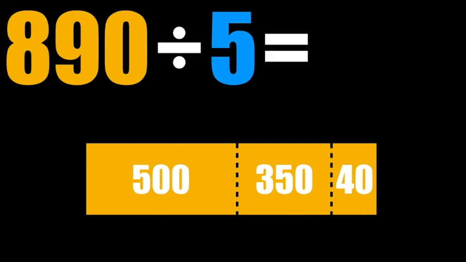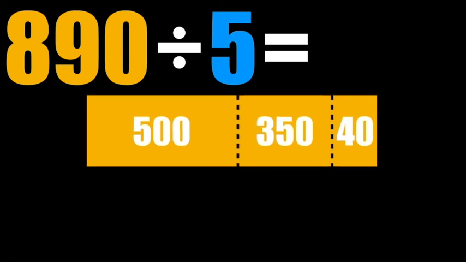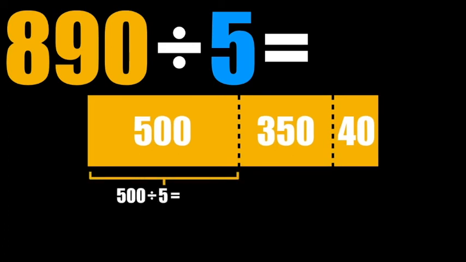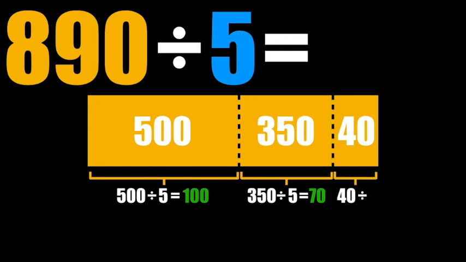All right, so now we've split our dividend. Now it's time to divide all those values by 5, our divisor. 500 divided by 5 is 100. And then 350 divided by 5. We know that 5 goes into 35 7 times, but we have to take into account the place value there. So we carry that 0 in 350, and that makes 70. And then finally we've got 40 divided by 5. We know 8 times 5 is 40, so 8.